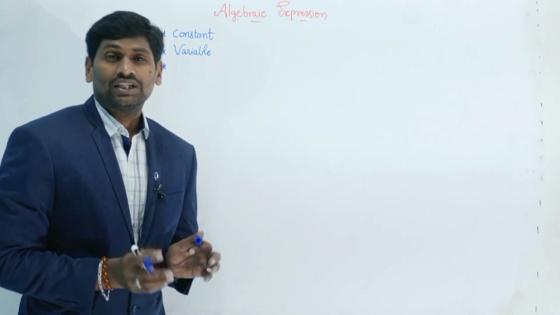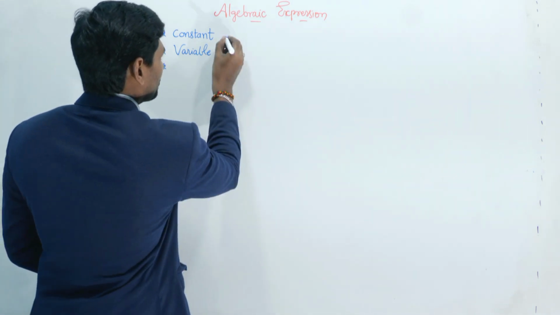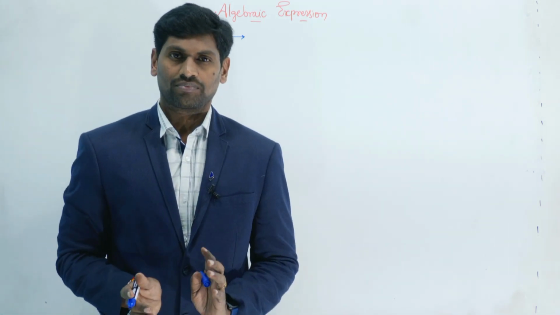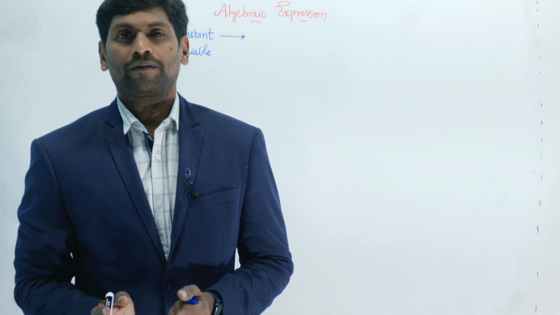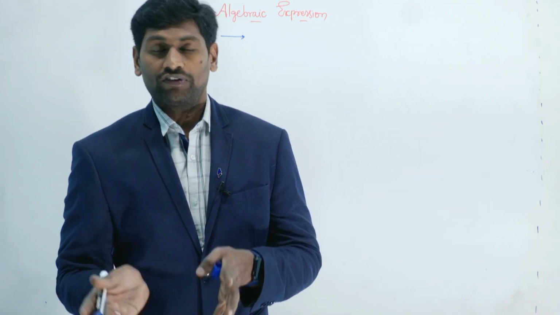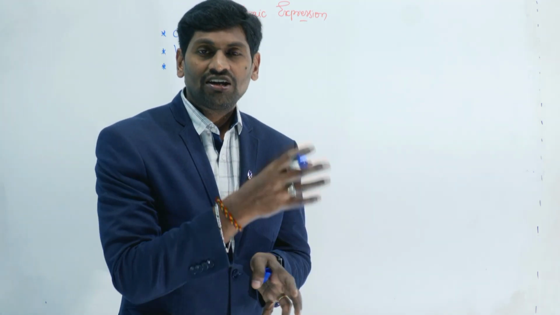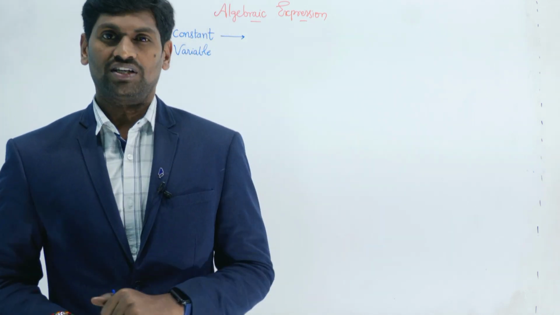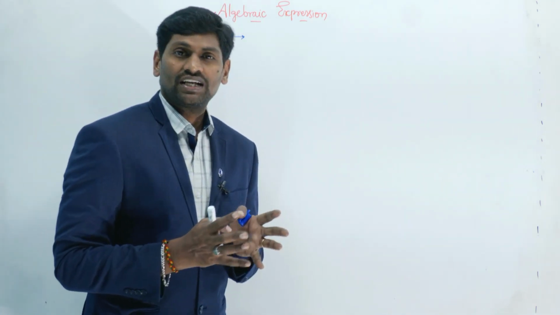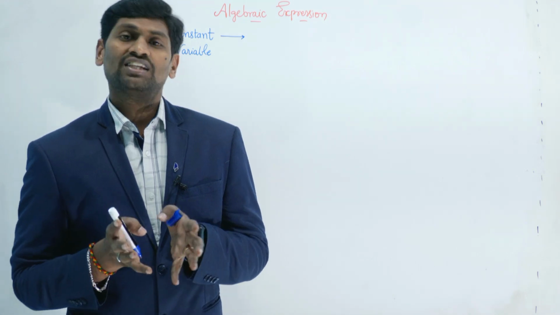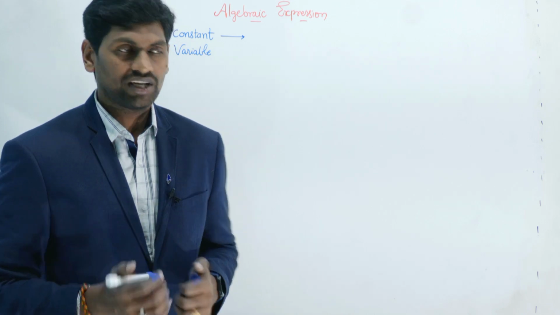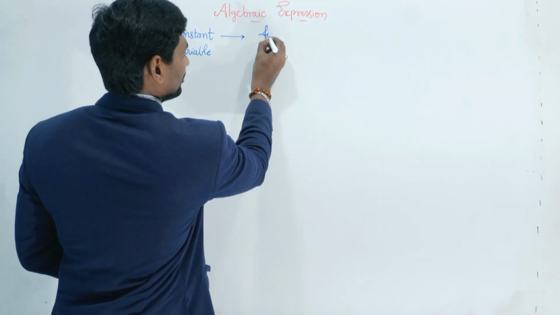Okay, here constants are nothing but fixed values. Constants means fixed values, they never change. For example, the number of days in a week. If you consider a week, how many days are there in a week? 7 days. It is fixed. Next week also 7 days. Previous week also 7 days. So the number of days in a week is a constant because they are fixed values.